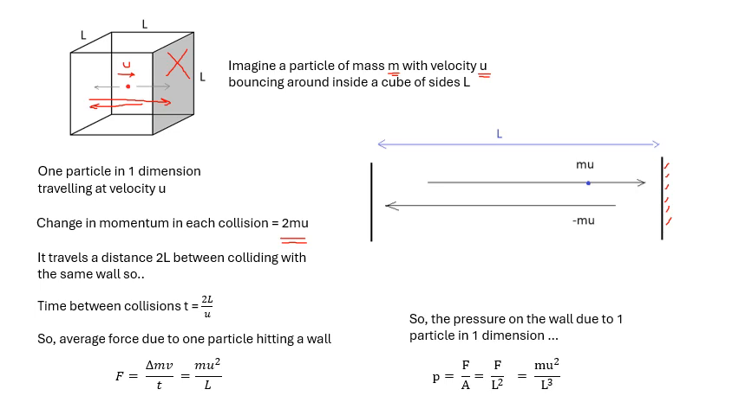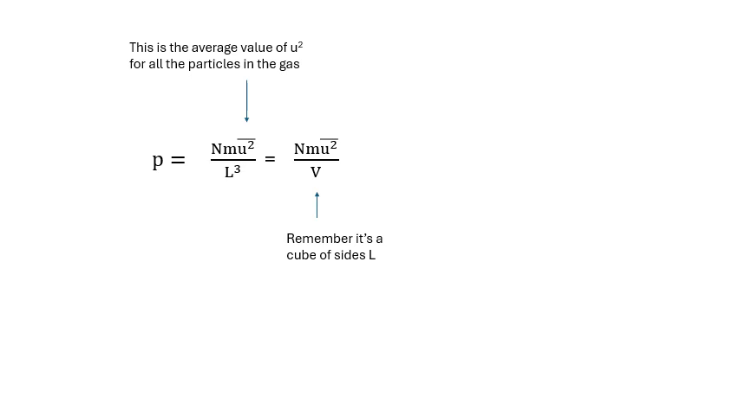And then the pressure, just divide that by L squared, because the area of that wall is L squared, and that gives me mu squared over L cubed. Starting to look a little bit familiar now. Okay, let's fiddle with it for a bit.